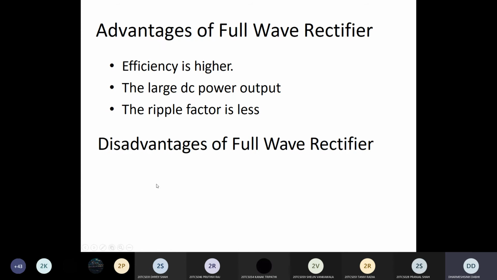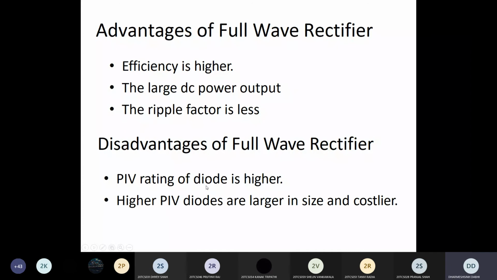And the disadvantage: the peak inverse voltage rating of the diode is higher. So ultimately that increases the cost as well as the size of the diode. So these are the disadvantages.